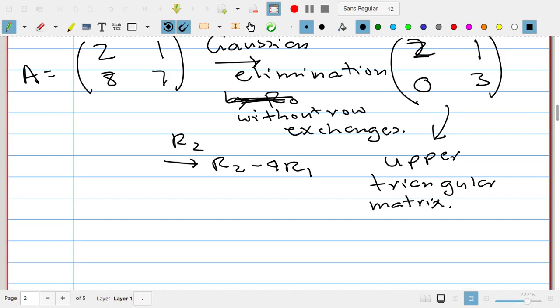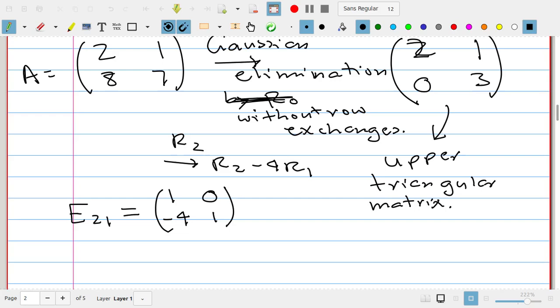Okay, so we'll call the elementary matrix E21. Why? Because it makes the entry in the 2 1 position equal to 0. The 2 1 entry, the entry in the second row and the first column, it makes that 0. So we'll call this E21. So this is equal to 1 0, and then minus 4 and 1.